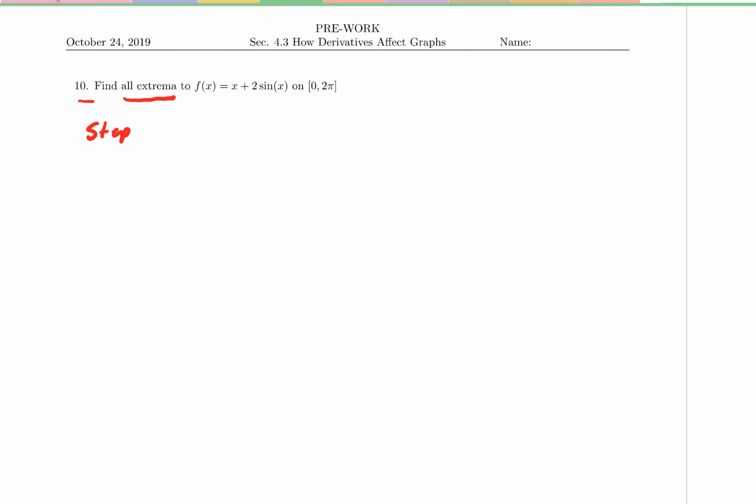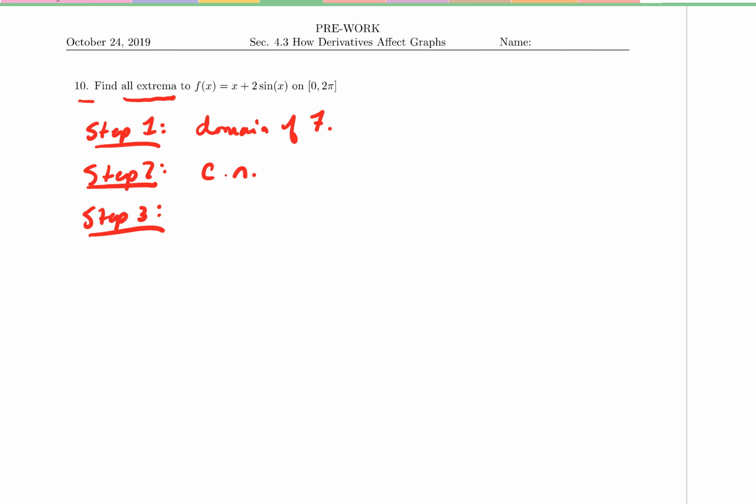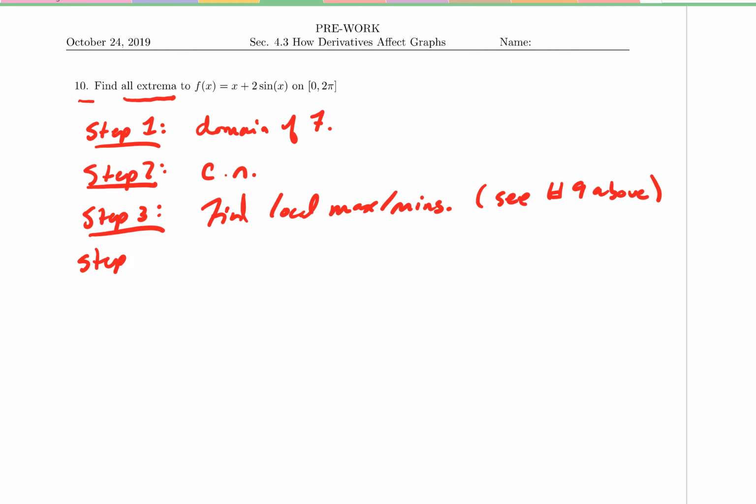So let me just give you your steps and I'll leave you to finish this out. Step 1, as always, give the domain of f. Step 2, give the critical numbers of f. Step 3, find local maxes and mins. To do that, see number 9 above. And then step 4 is to do something you've already done a number of times, find the global max and mins. And that's using the techniques that we did in section 4.1.